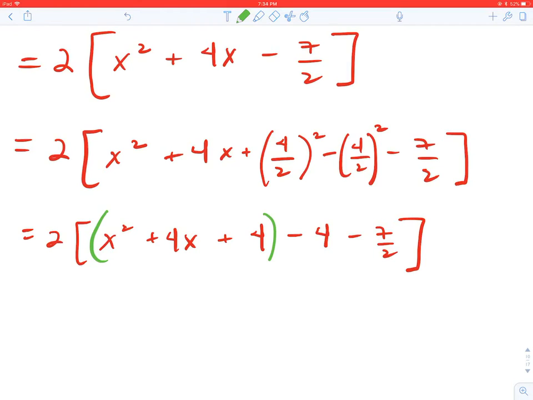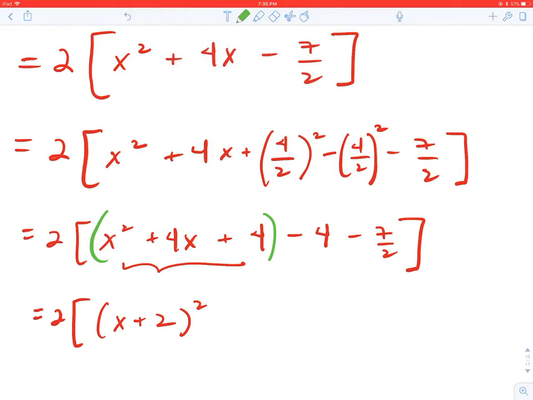And now, by the associative property of addition, I'm going to group those 3 terms. These 3 terms are now a perfect square trinomial. That's what we mean by completing the square. We figured out what we had to add and subtract in order to create this perfect square trinomial, which will factor to 2x plus 2 squared.